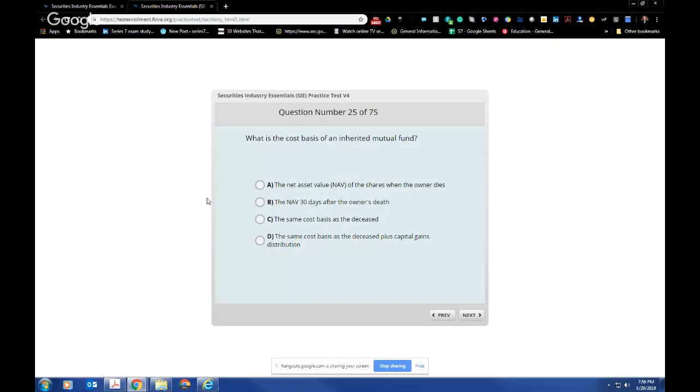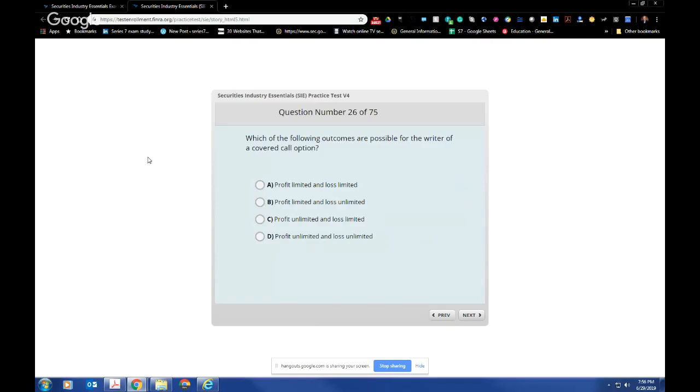What is the cost basis of an inherited mutual fund? I screw this up every time, and I always forget. So I assume that if you inherit something, you're going to get the cost basis of when the person died. So I'm going to say it's the A. I just say whenever somebody dies, you're going to get the NAV or the cost basis of when they died. So my example, you buy stock at 20, it's up at 40, I die. You're going to get it at 40, not 20. So you pay taxes from 40 up, not 20 up. Love it. I hope I'm right.